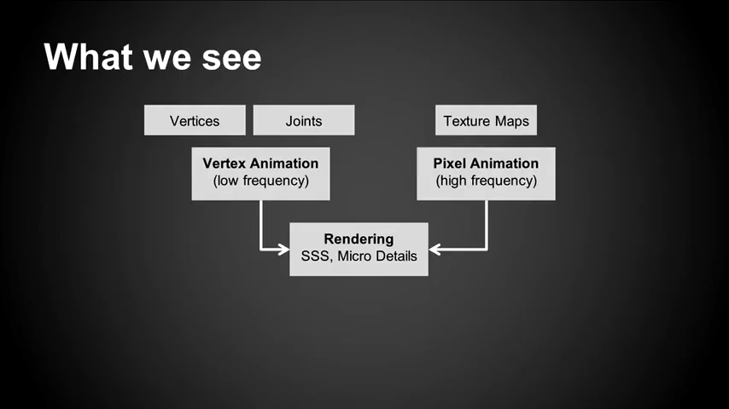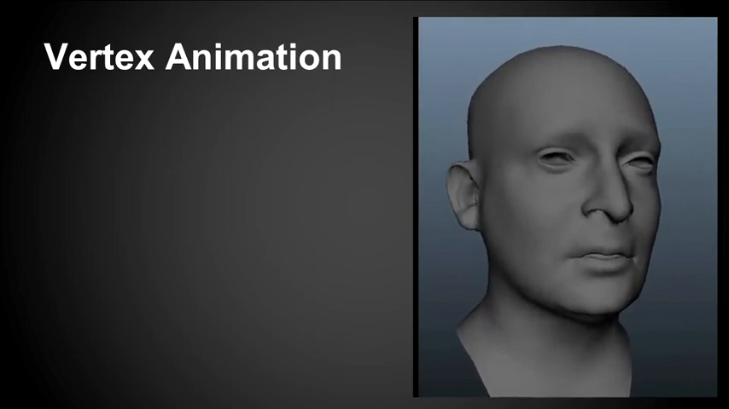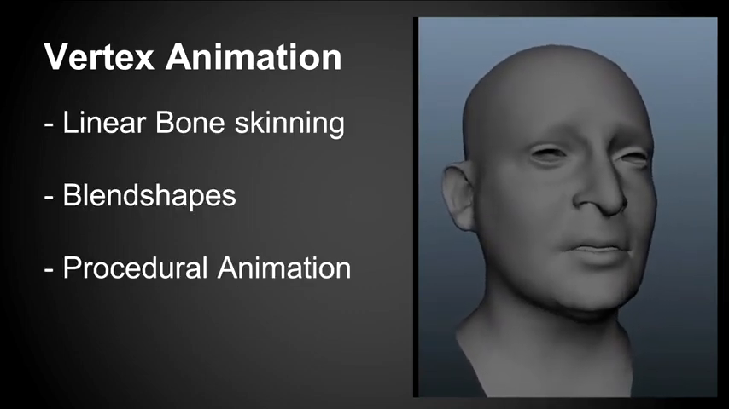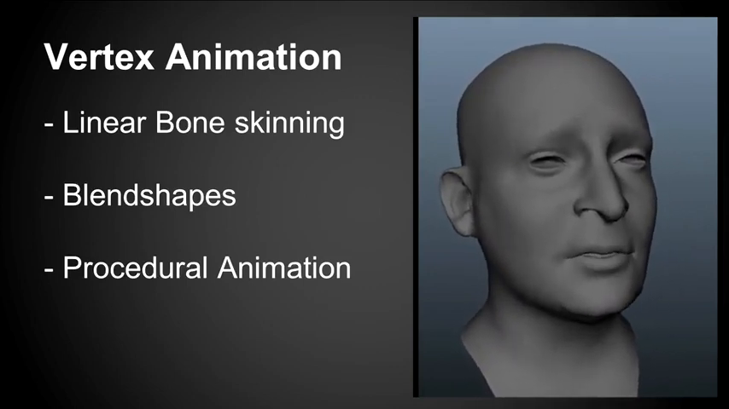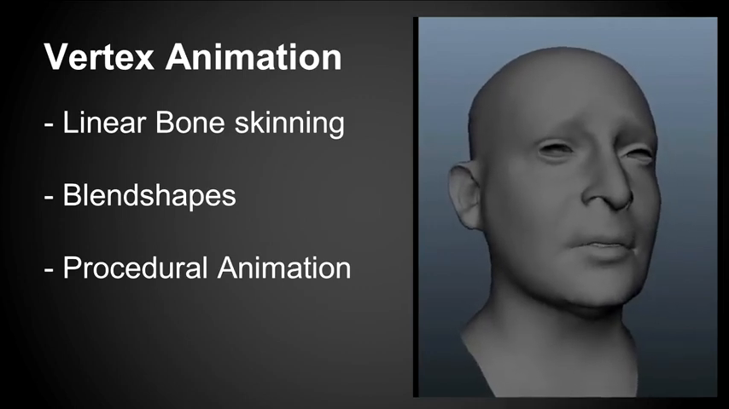So just a little plan of what I'm going to talk about. I've separated the vertex animation, so all the low frequency stuff, and the pixel animation, so basically the texture data. Then this all goes into rendering. So let's start first with the vertex animation. So, a couple of methods to do vertex animations. In our case, what we use in digital era is linear bone skinning and a little bit of procedural animation I'm going to describe a little later.